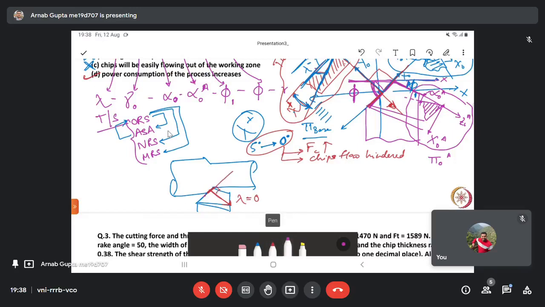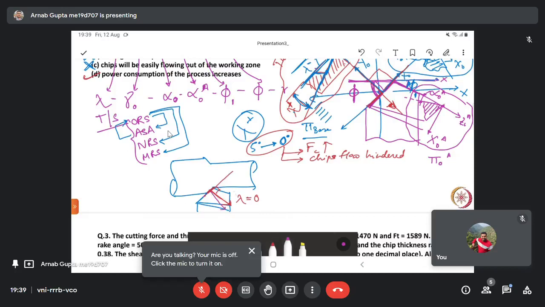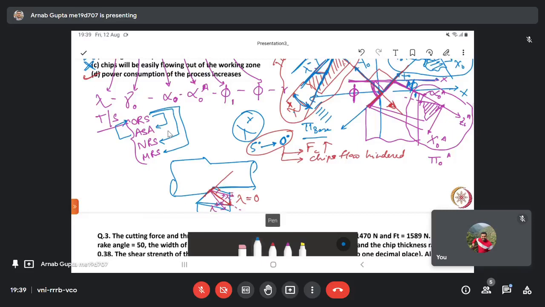In case you have a positive rake angle, your chip will deviate away from this particular line. So this will be the case for positive rake angle. So that is more favorable, right? You want this particular phenomenon. Suppose you give a negative rake angle in this particular direction. Then your chip flow will be deviated more towards the machine surface. This is the machine surface. That is unfavorable. However, if you give a positive rake angle, it will deviate away from the machine surface. So that is more favorable.